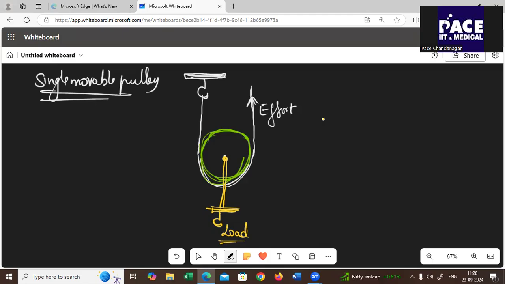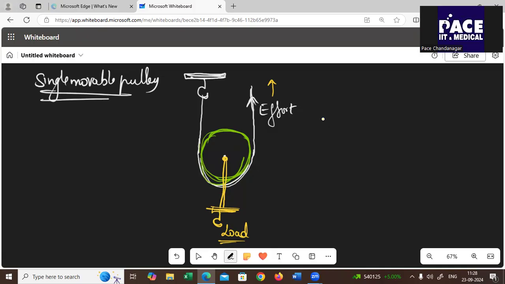And I apply the effort in the upward direction. Then what happens? My load also pulls up in the upward direction, right? So that is how I can actually lift the load here. So, a single movable pulley is suspended by passing an inextensible string, of negligible mass, around the grooved rim. The load to be raised is suspended from its axle. One end of the string is tied to a hook on a rigid support, and effort E is applied at its free end.